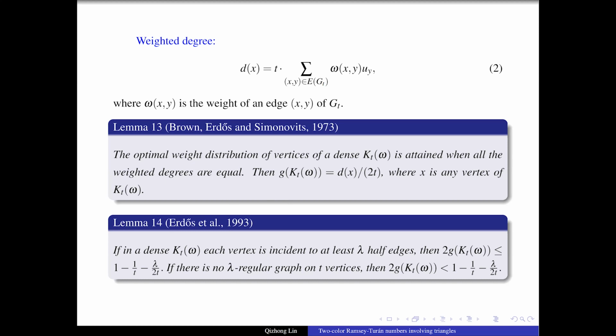In particular, the following Lemma 14 tells that if in a dense K_t^ω, each vertex is incident to at least λ half edges, then we can upper bound the density of the weighted complete graph K_t^ω. Furthermore, if there is no λ-regular graph on t vertices, then the inequality is strict.